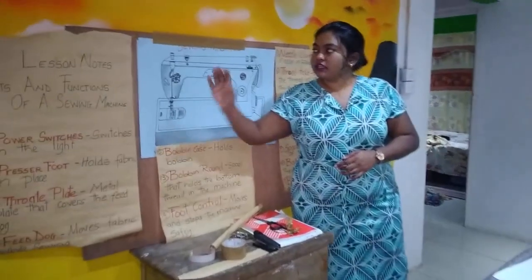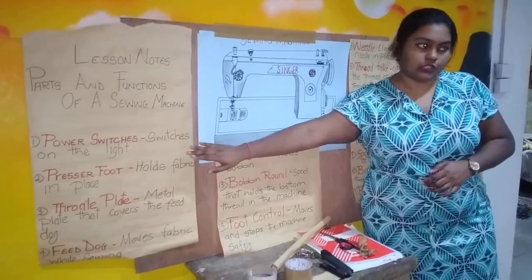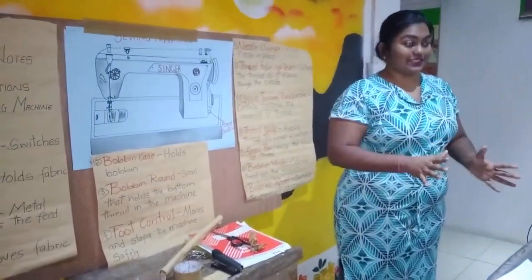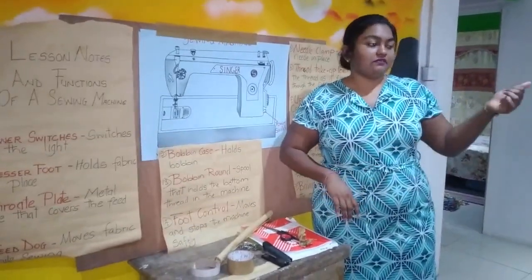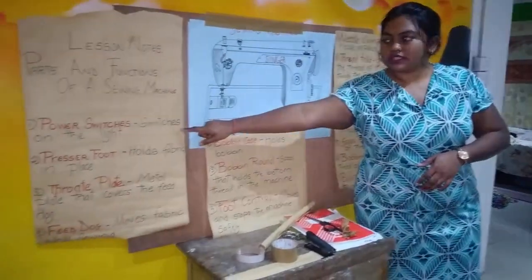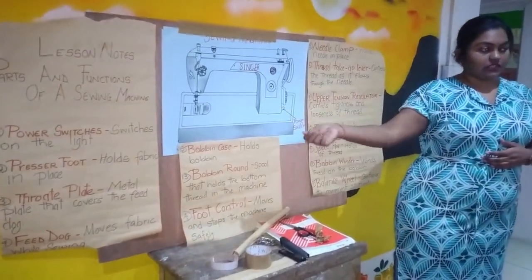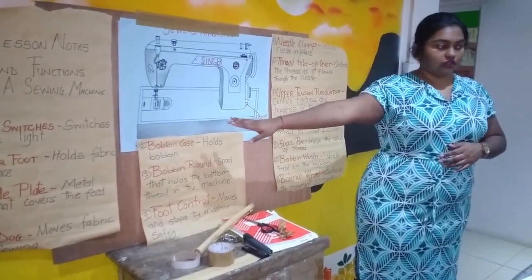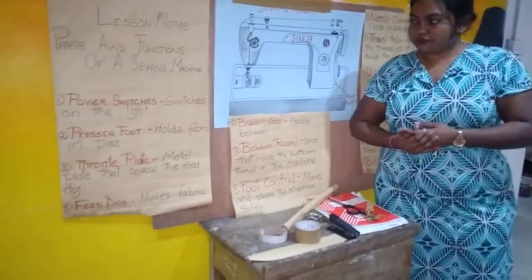The first part of this sewing machine is, number one, power switches. Power switches, simply it switches on the light. After you plug in the wire of the sewing machine, the second most important thing is this: when you start sewing the cloth, you will turn on this power switch in order for the light to come on in your sewing machine and you can sew it effectively. Number two is the presser foot.